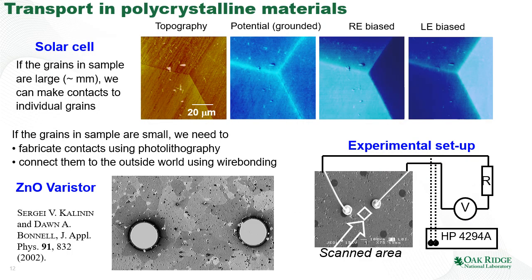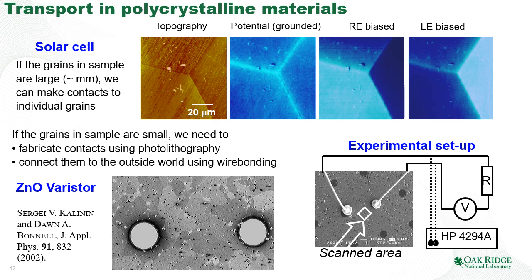What about polycrystalline materials? In this case, we go from the problem which had one interface, to two interfaces, to the problem which has multiple interfaces. And in this case, we also have interfaces which are not parallel anymore. So these are a few examples of KPFM measurements on polycrystalline material.